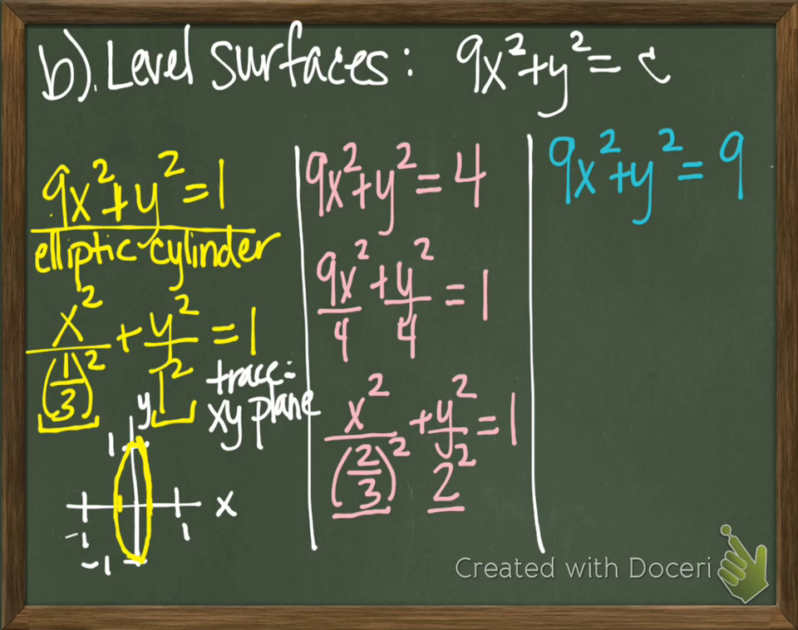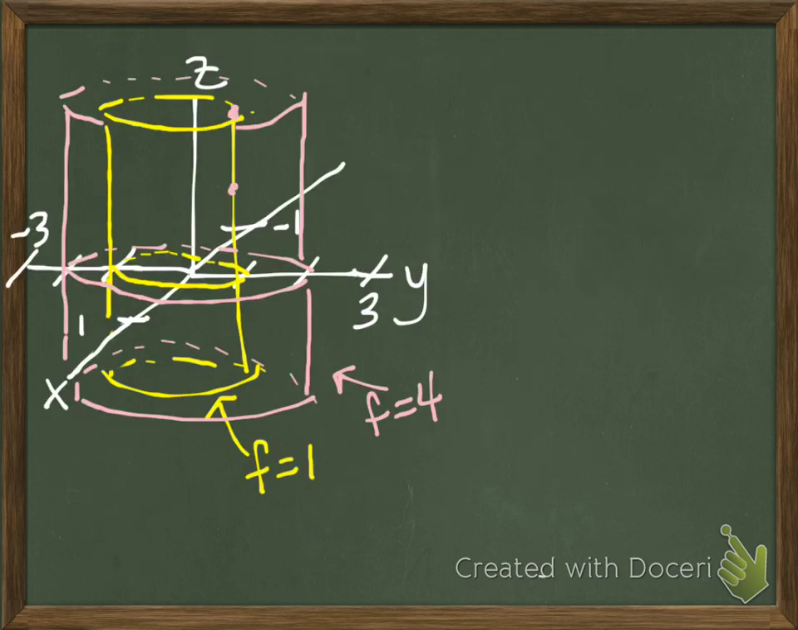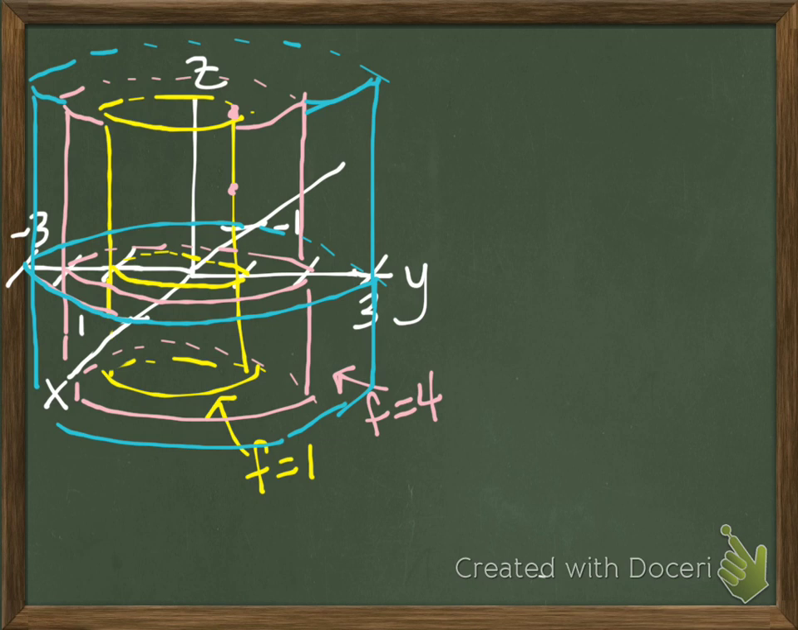So sketch this one on the far right. When we get it in the standard form, we can see we're going to go out on the x-axis 1 and up on the y-axis 3. So if we add that to our picture, we'll get this elliptic cylinder, and everywhere along this elliptic cylinder is where the function has the value 9.